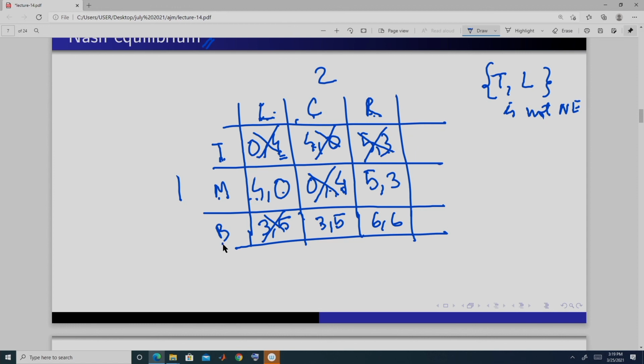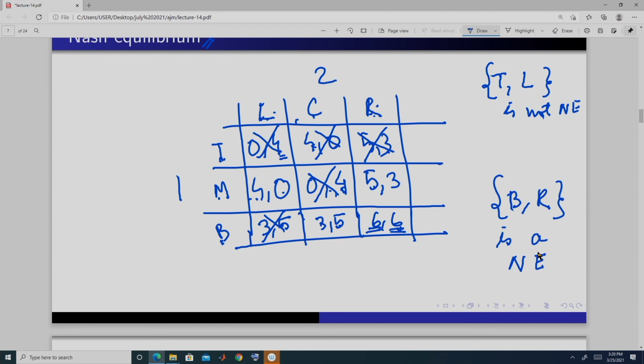Now, suppose player 1 chooses B. If it chooses B, player 2 gets 5 from playing L, 5 from playing C and 6 from playing R. So player 2 chooses R. And if player 2 chooses R, player 1, if it plays T, will get 5. If it plays M, it will get 5. If it plays B, it will get 6. So this is the maximum. So when player 1 chooses B, player 2 chooses R, and when player 2 chooses R, player 1 chooses B. So this outcome is a Nash equilibrium.